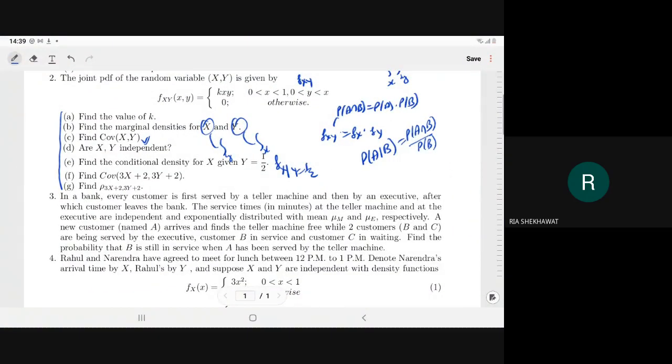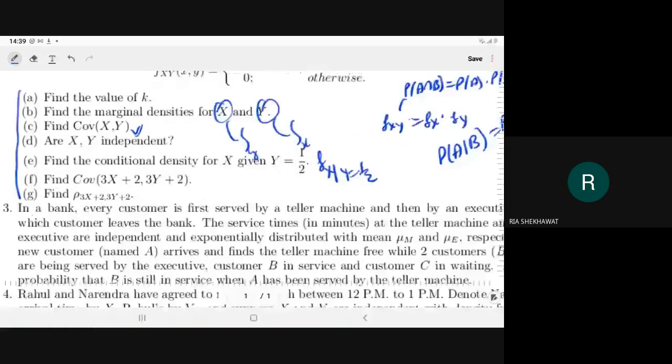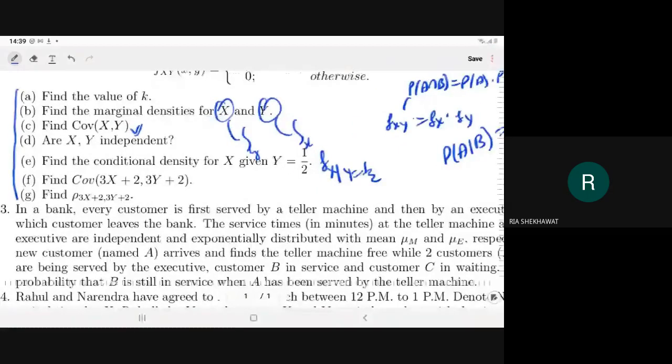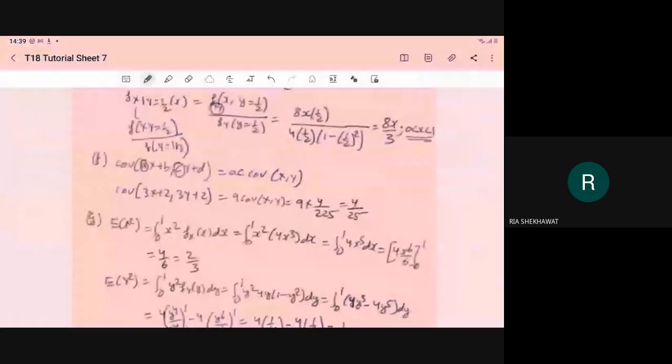Then you have to compute, in the last part, the correlation coefficient of 3x plus 2 and 3y plus 2. When we have to compute the correlation coefficient, we denote it by rho.